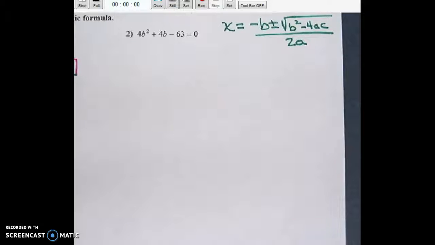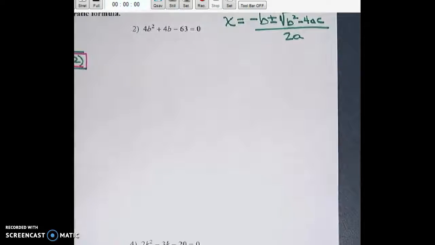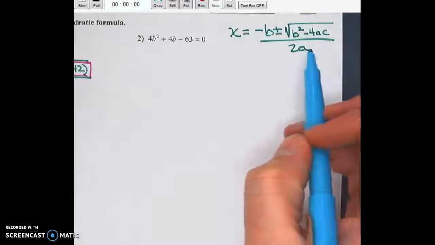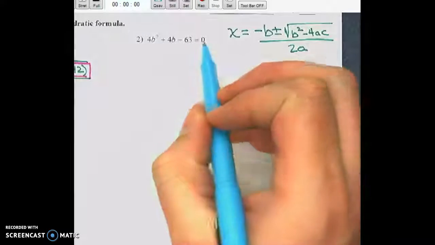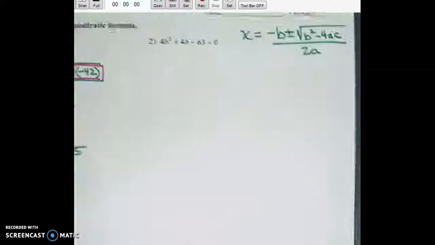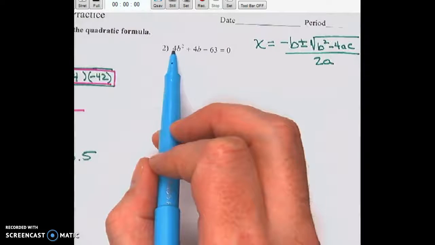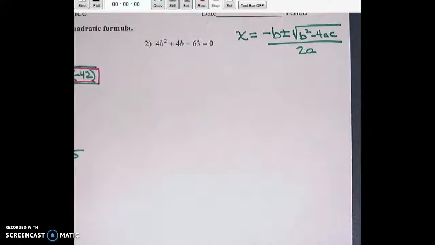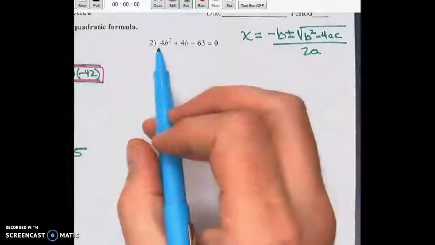All right, let's take a look at the second problem, see if there are any tricks to this one. Just like before, we're going to start by identifying our a, b, and c values because it's already equal to 0. Now we know we have to use the quadratic formula because we've never been able to factor with anything like a 4 out front.